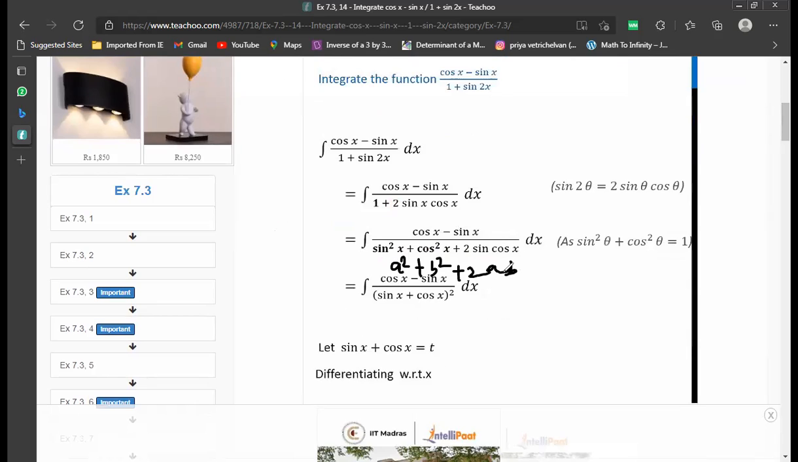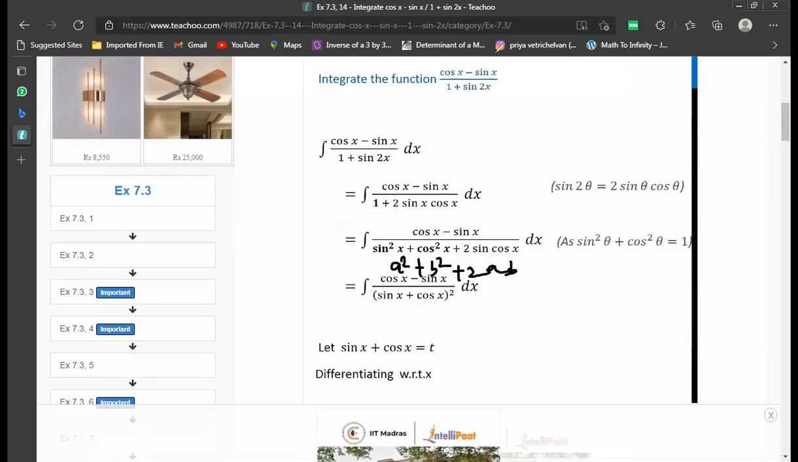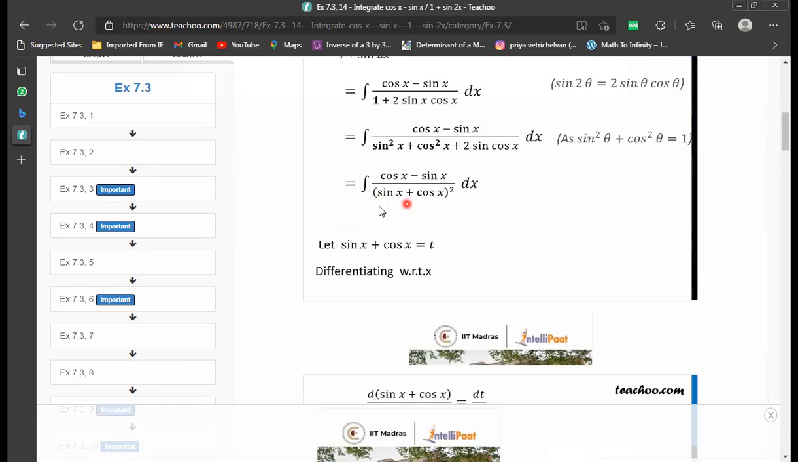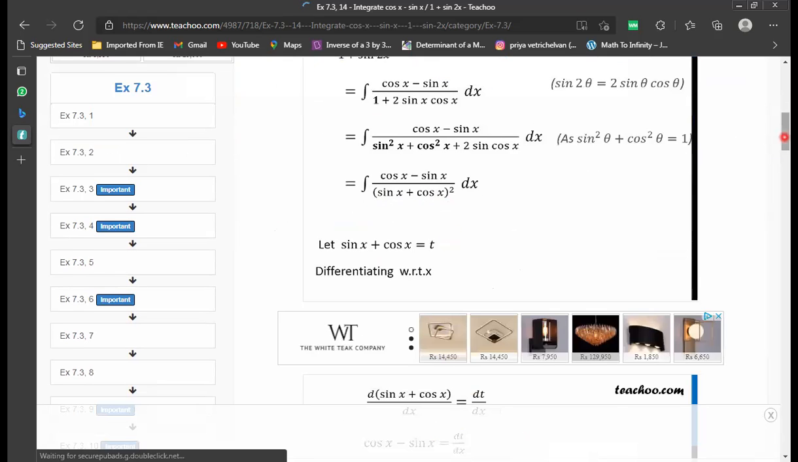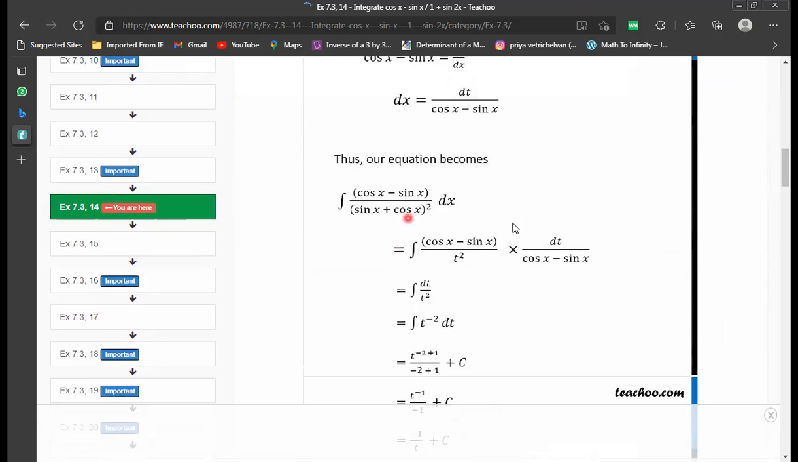Yes. So now you can write this as a plus b the whole square. Now you can solve this with the help of the substitution method. Just take sin x plus cos x as t. Differentiate it and change your question. Cos x minus sin x and cos x minus sin x will cancel out each other. You'll be left with t power 2 in the denominator. Take it to the numerator. It will become t power minus 2.